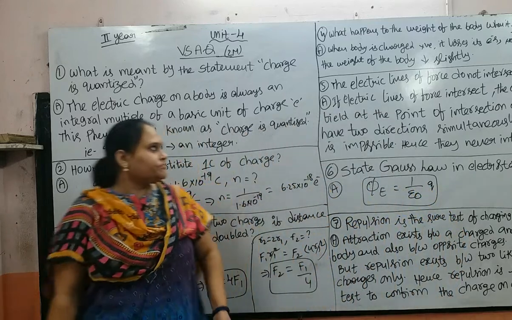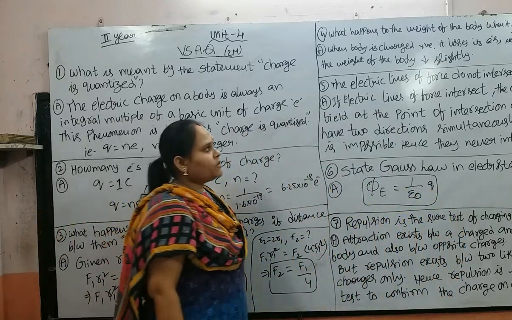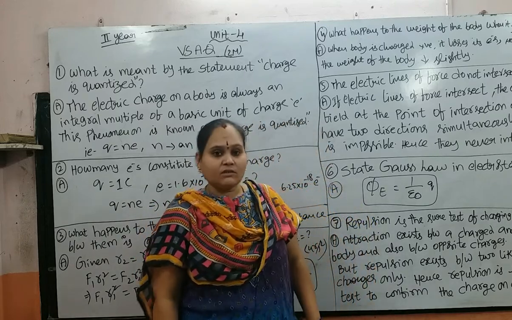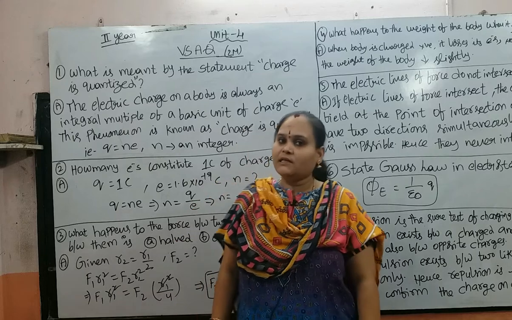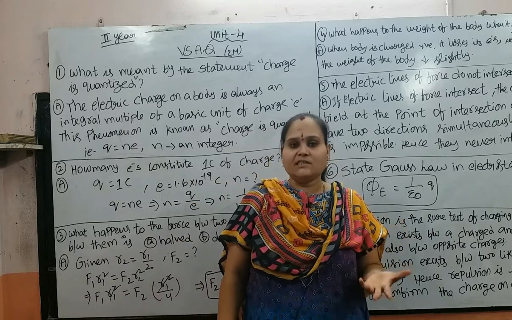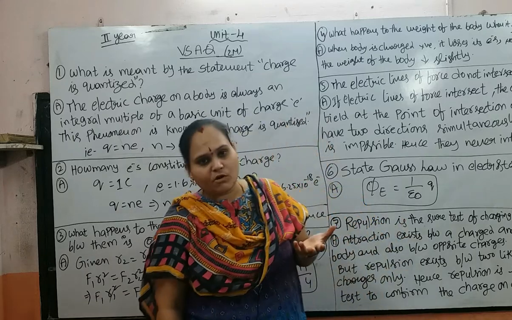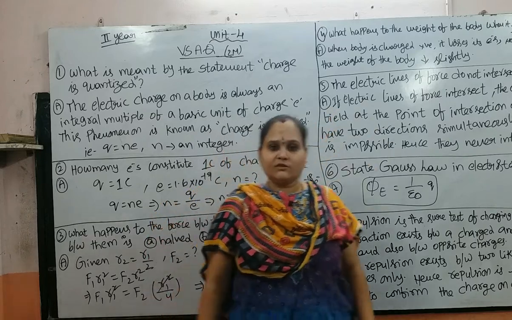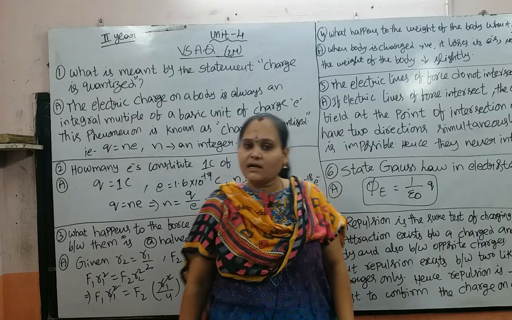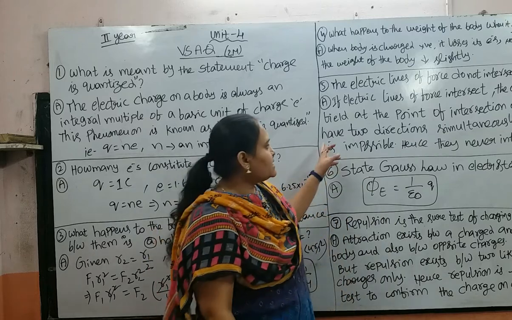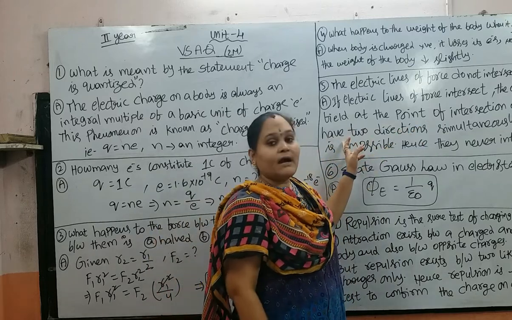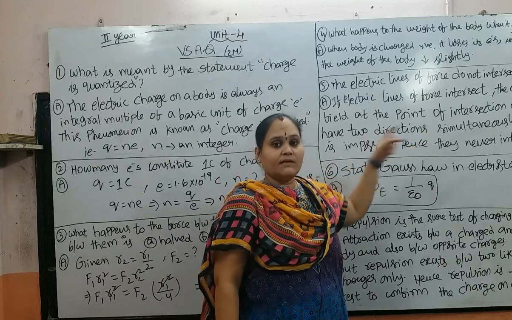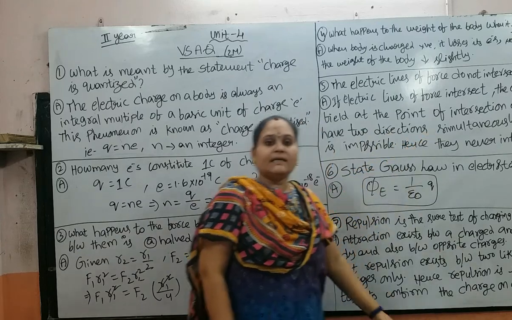Then next, what happens to the weight of a body when it is charged positively? Charged positively means it loses some electrons, and losing electrons means it loses weight. The weight of the body will decrease slightly. Then, electric lines of force do not intersect. Why? If electric lines of force intersect, the point of intersection would have two directions of electric field simultaneously, but that is impossible. So electric lines of force do not intersect.